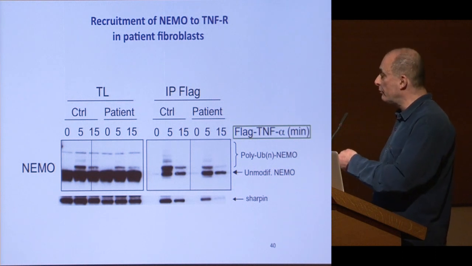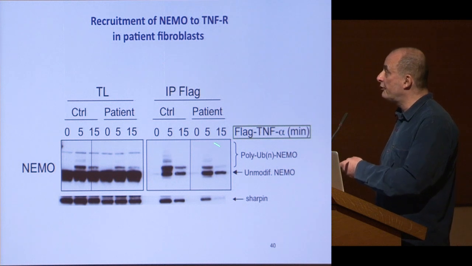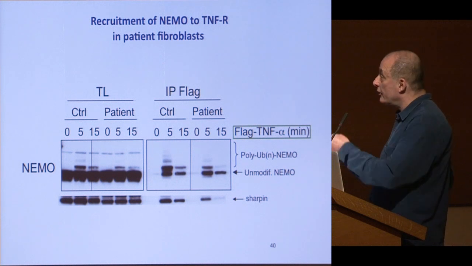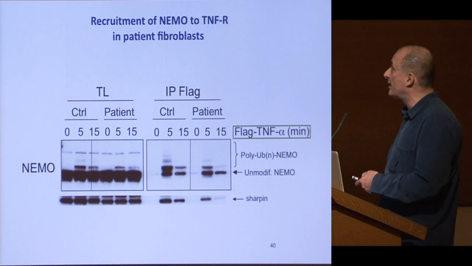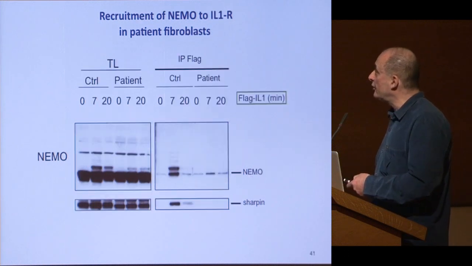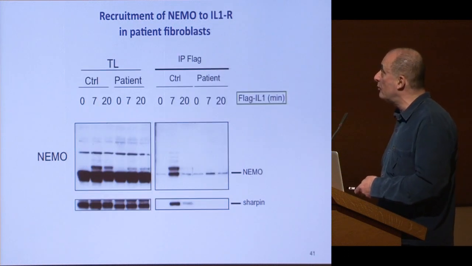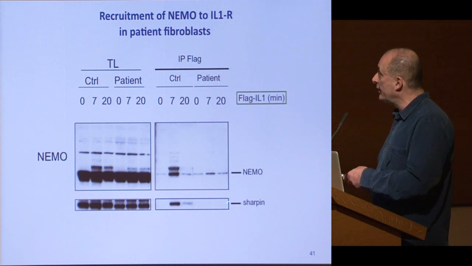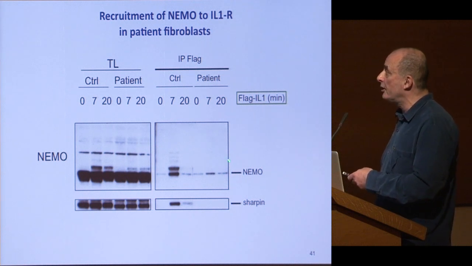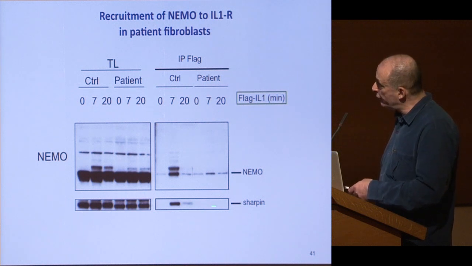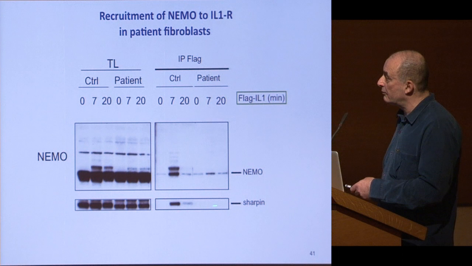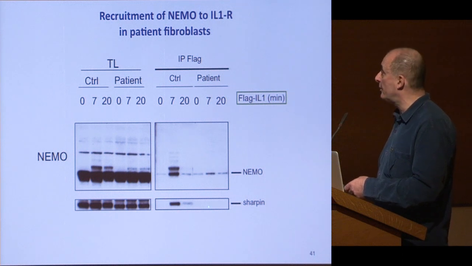So of course the question we ask is, does this correspond to a real signaling defect, or is it just some type of biochemical artifact? Well, before doing this, we tested IL-1, and the IL-1 situation was very different, in the sense that there was basically no recruitment of NEMO to the IL-1 receptor in the patient cells, and no recruitment of the LUBAC complex, or at least what's left of the LUBAC complex.